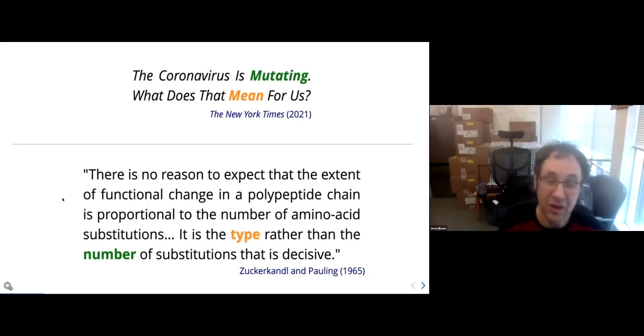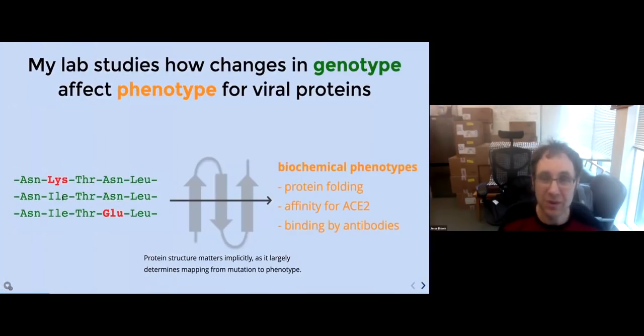that's been studied for a long time now in terms of proteins, for instance, which is how does the number of amino acid substitutions, which is easy to observe, relate to the type of functional change that might occur. And so in my lab, we're really interested in studying this relationship of how changes in genotype affect phenotype in the context of viral proteins.